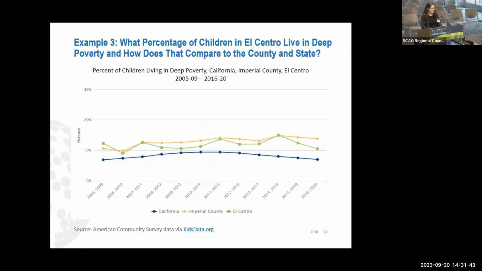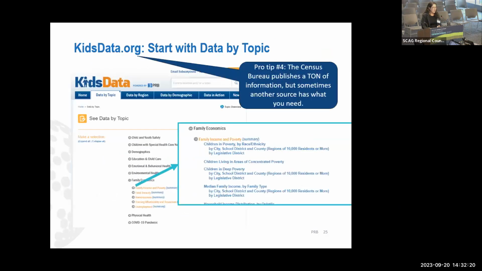And then for example number 3, curious to find out what percentage of children in El Centro live in deep poverty. So deep poverty is less than 50% of the poverty level. And how does that compare to the county and the state? This is one you're not going to find on the Census Bureau's website. This is one you would either need microdata for. Microdata aren't great for cities because the geography that's published in the microdata does not align with city boundaries very well. And so this is one where, through special arrangement with the Census Bureau, the Kids Data website provides this information.